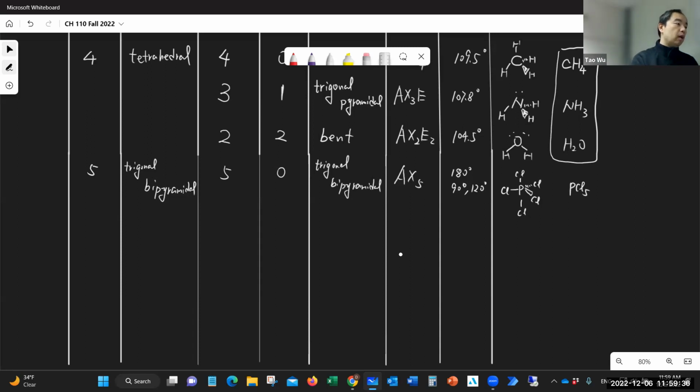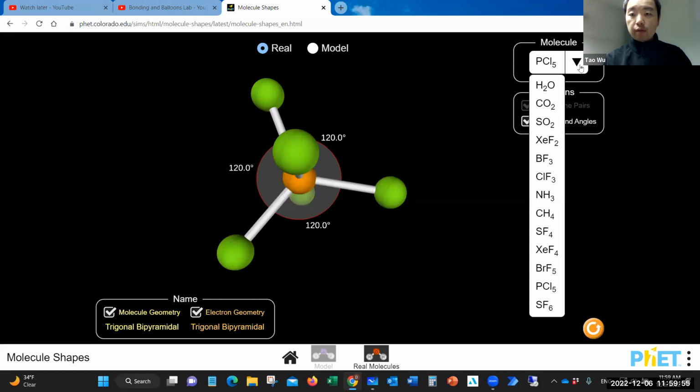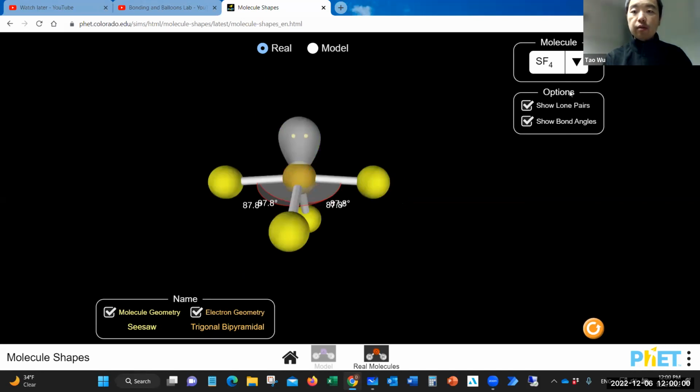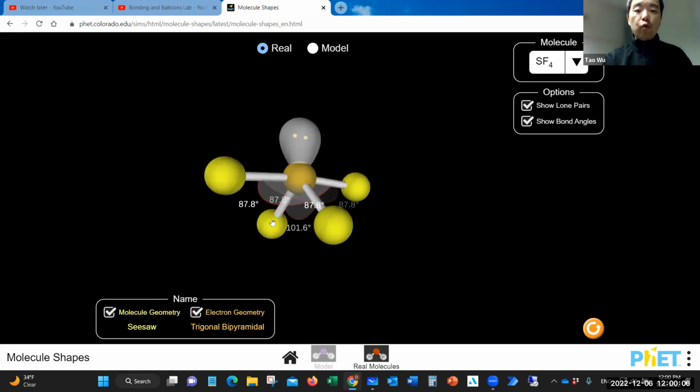So next one, what if we have 4 bonding domains, but we have 1 lone pair over here? Then they are going to be missing one of the dots, okay? Then let's see what is the geometry of these molecules. It's SF4, okay, SF4.